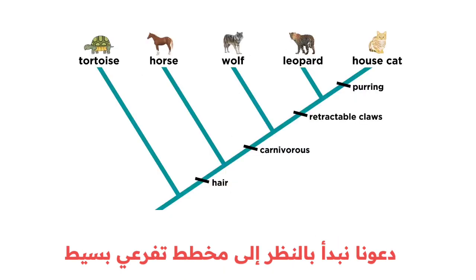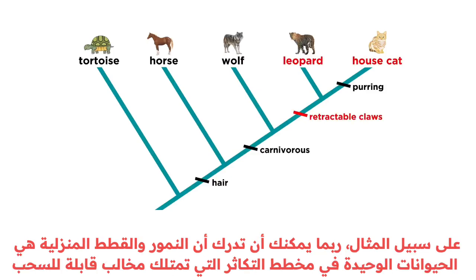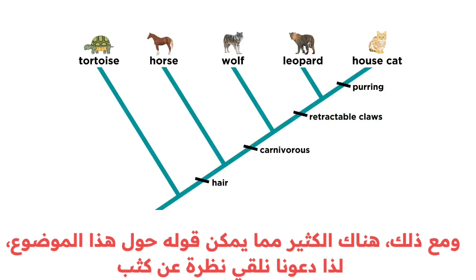Let's start by looking at a simple cladogram. You can probably already draw some conclusions simply by looking at it. For example, you could probably realize that leopards and domestic cats are the only animals on the cladogram with retractable claws. However, there's a lot more to this, so let's take a closer look.